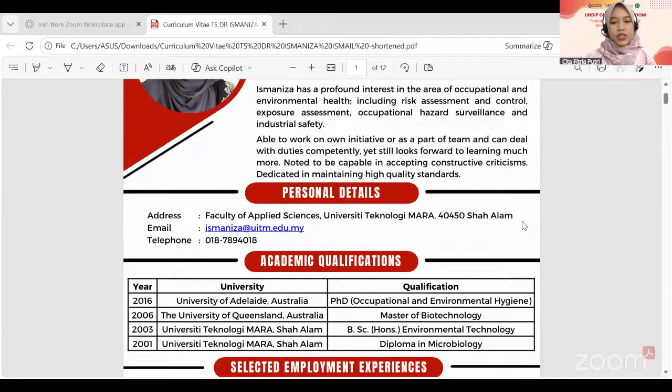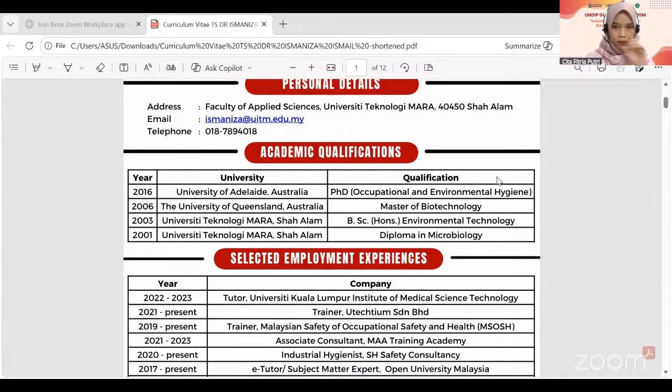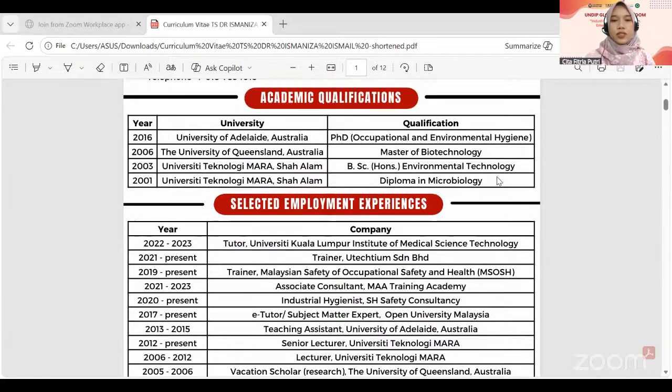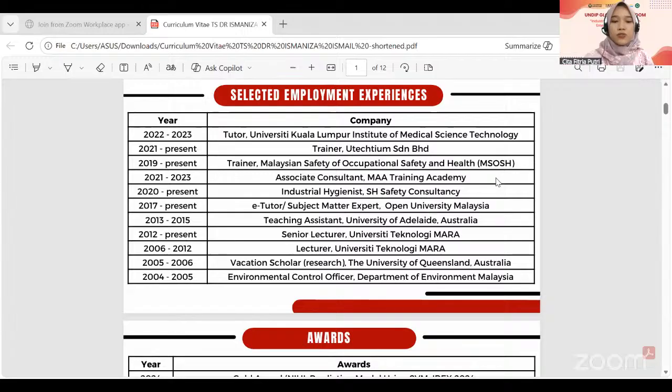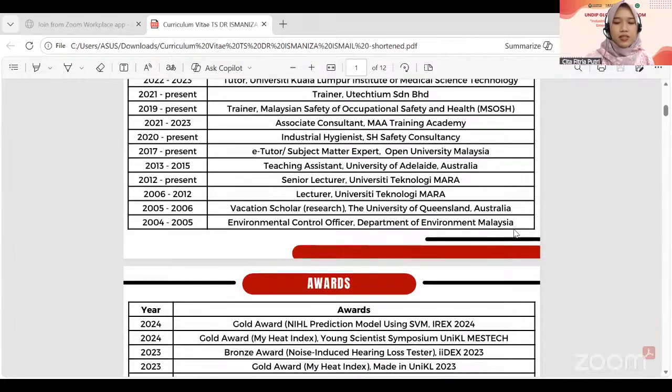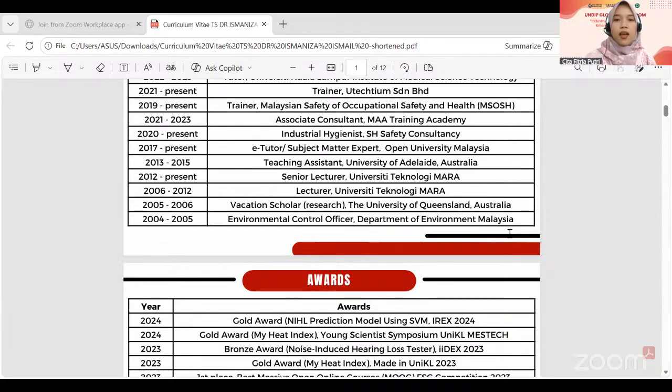She earned her PhD in Occupational and Environmental Hygiene from the University of Adelaide, Australia, a Master of Biotechnology from the University of Queensland, and a bachelor's degree in Environmental Technology from UiTM. She has more than two decades of academic, research, consultancy, and training experience. In addition to her role at UiTM, she has served as trainer, consultant, industrial hygienist, subject matter expert, and visiting lecturer at various institutions and professional organizations.